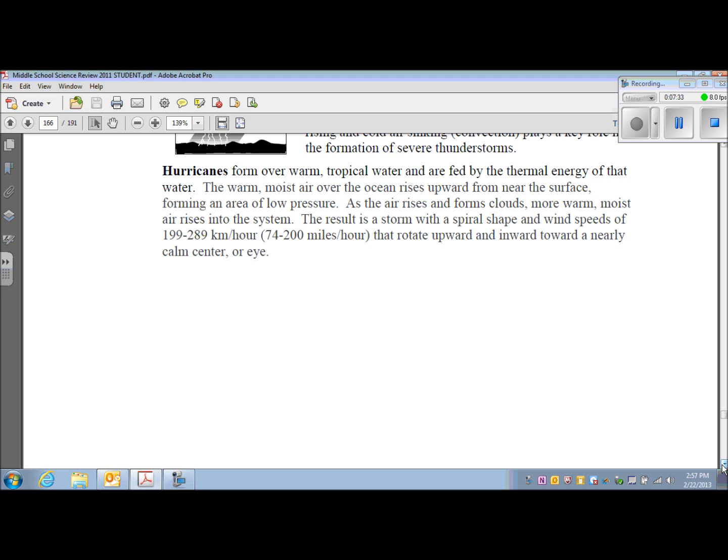These rotate upward and inward toward a nearly calm center, or eye. This concludes the effect of the solar energy on Earth's atmosphere, hydrosphere, and surface section.